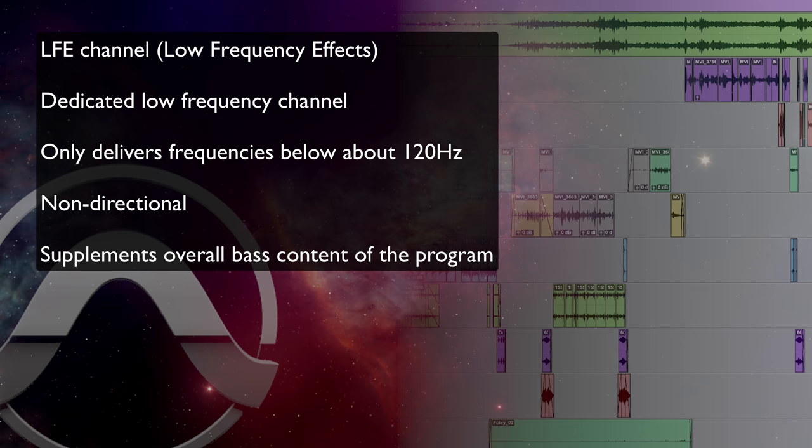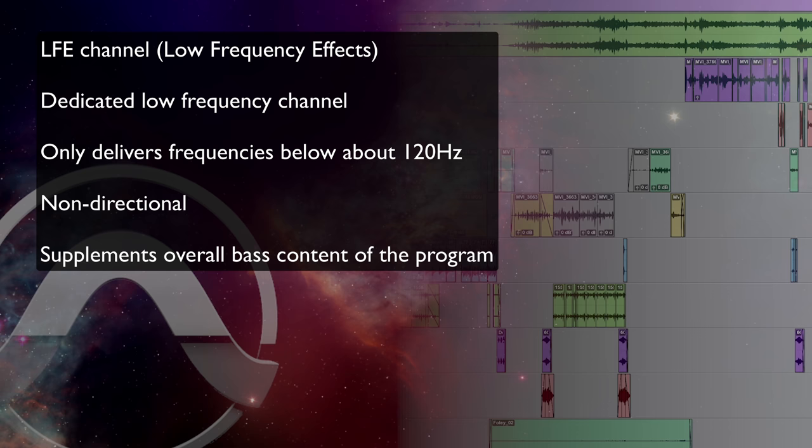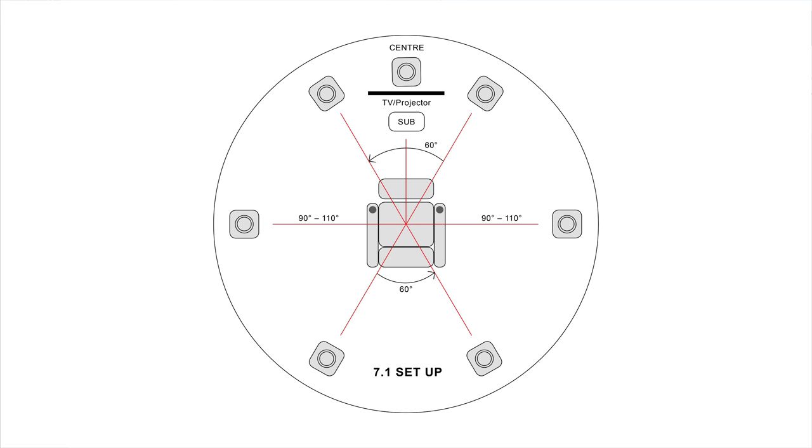Its purpose is to supplement the overall bass content of the program, or sometimes as well to ease the burden on the other channels. In a smaller sound system, you might only have one subwoofer, but for larger rooms, it's common to use two or even more subwoofers for the LFE channel. Because of the difficulties in actually demonstrating this over YouTube, I'll just give you a very quick overview of how this works in Pro Tools.